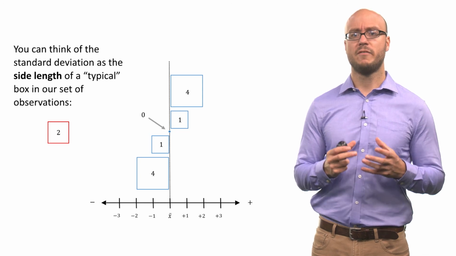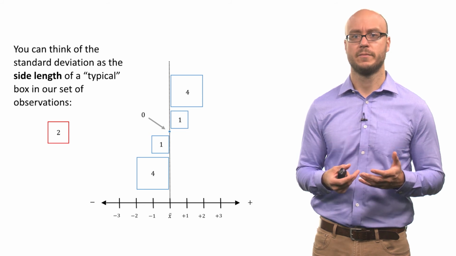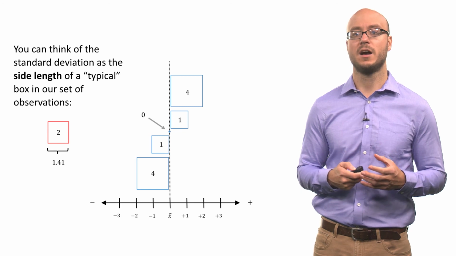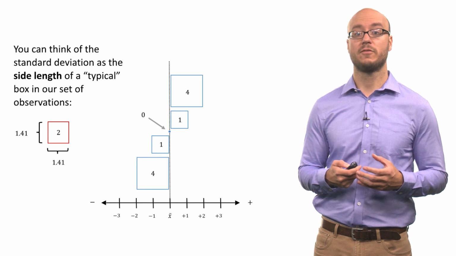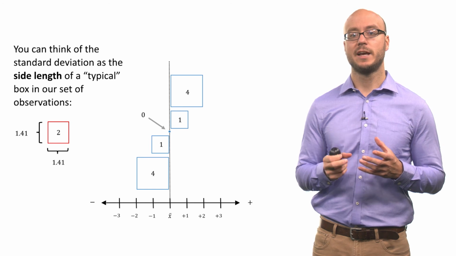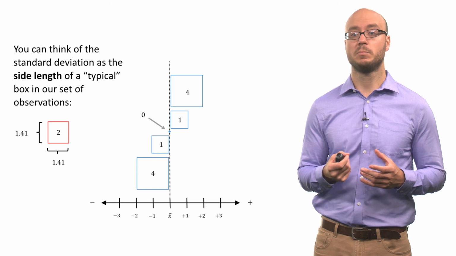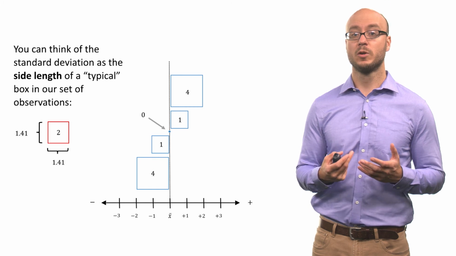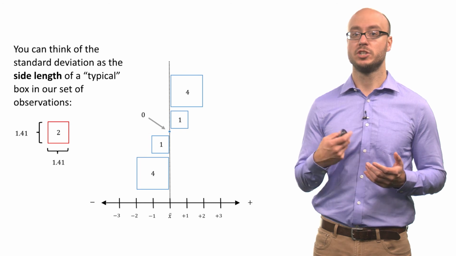Well, you can think of the variance as the typical square deviation from the mean. The standard deviation is really the side length of a typical box in our set of observations. So the variance is 2, the standard deviation is 1.41. So the standard deviation is really just the length of one of our boxes. It's the side length. And if you take 1.41 to the second power, you will roughly get a value of 2. And that just reflects the fact that the square root of the variance equals the standard deviation. And if you take the square of the standard deviation, you get the variance.